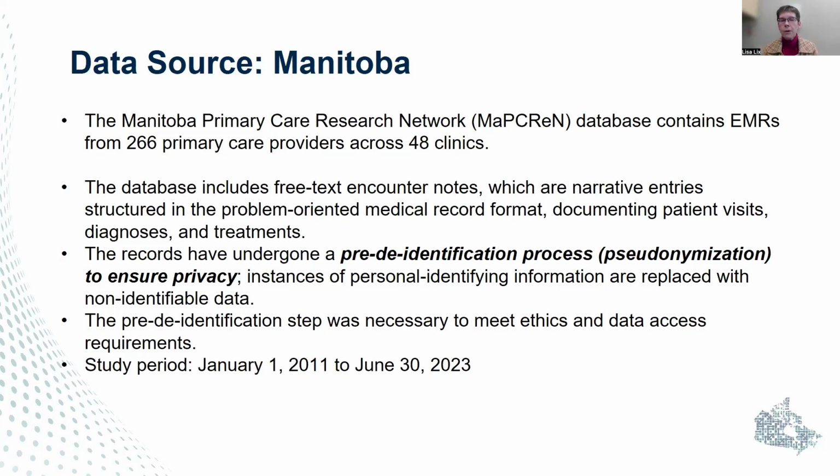So in Manitoba, we're working with free text information that comes from primary care electronic medical records. This is from the MAPCRN database that is part of the Canadian Primary Care Sentinel Surveillance Network. And so in this data, we have encounter notes, which really are narratives that document things like patient diagnoses, the treatments that they may receive, and other personal information.